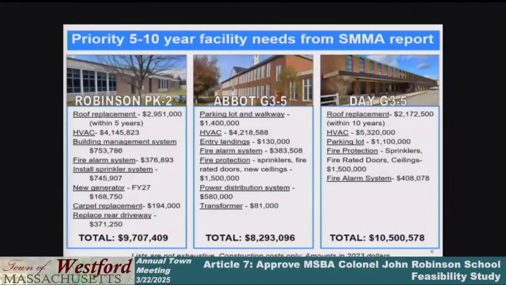What's also important to recognize is that if the town were to pursue significant renovations in any of these buildings, it may trigger the buildings being brought up to full code compliance with ADA accessibility and fire suppression. Depending on the outcome and recommendations from the MSBA feasibility study, there's a scenario in which the student populations of all three of these schools could be potentially consolidated into one new school building, thus eliminating the need to invest in all the projects identified on this slide.